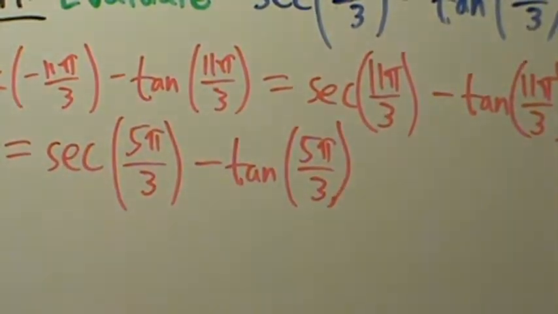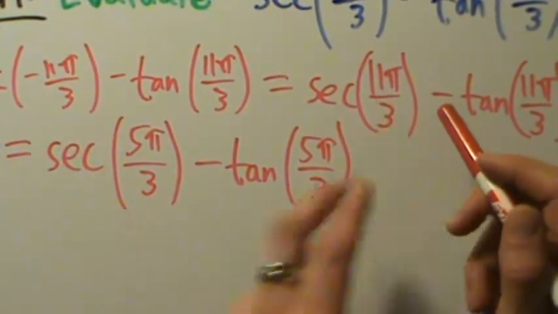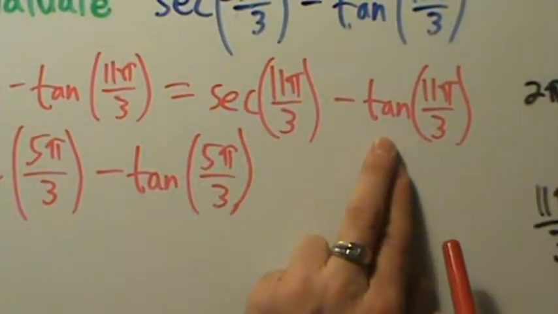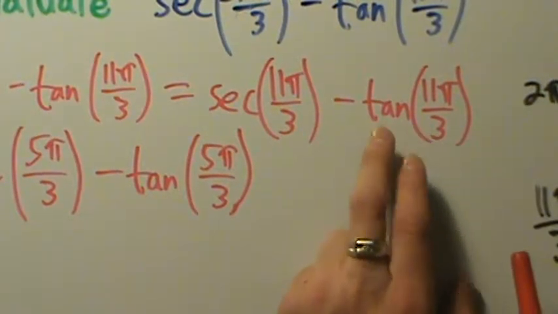Okay. So we can think of that as using periodic properties, because secant is 2 pi periodic. Secant has period 2 pi. So if we add or subtract 2 pi as often as we want to 11 pi over 3, the secant stays the same. Same thing with the tangent, but the tangent has period pi. But we can add pi or subtract pi as often as we want, and we'll still get the same tangent.